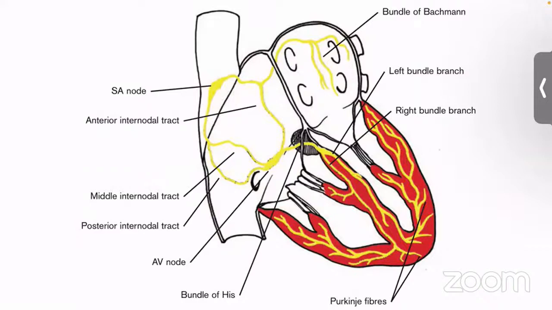Then it will become the bundle of His, which penetrates the central fibrous body, and then it will be divided into right and left bundle branches, and then to the Purkinje fibers.